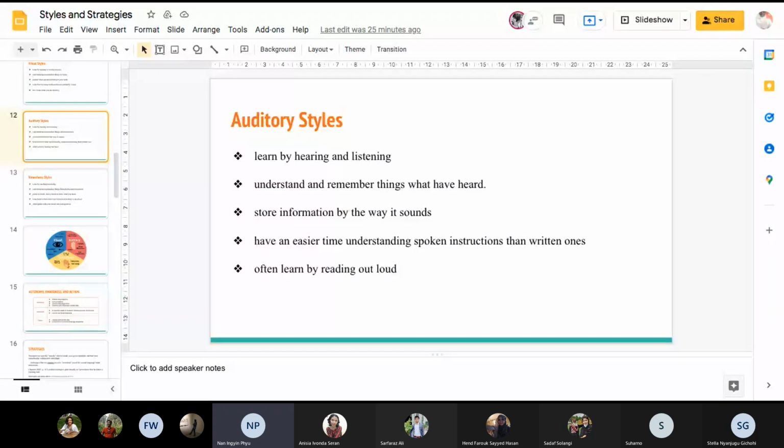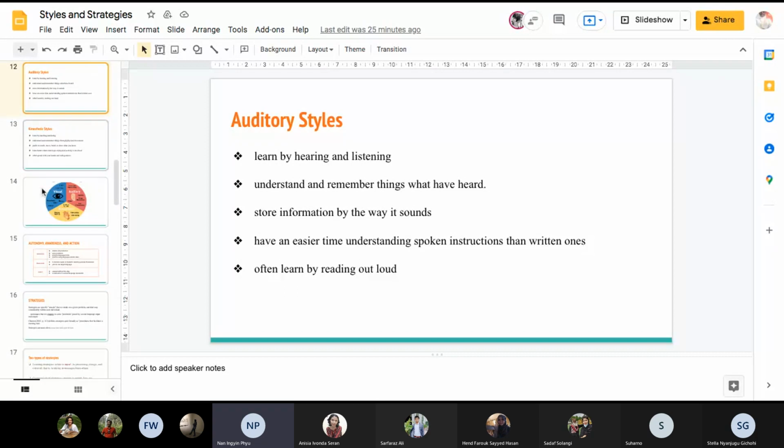So auditory is about hearing, like audio. They learn by hearing and listening, and understand and remember things they have heard, and store information by the way it sounds. They have an easier time understanding spoken instructions than written ones. They often learn by reading out loud. So auditory learners will learn vocabulary by reading out loud, because by reading out loud they will hear their sound back, and then they are trying to learn it.